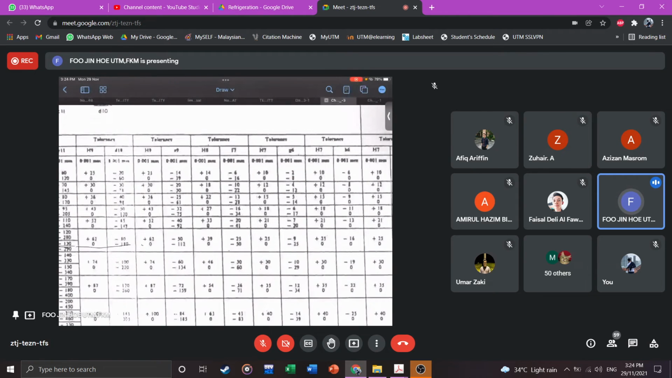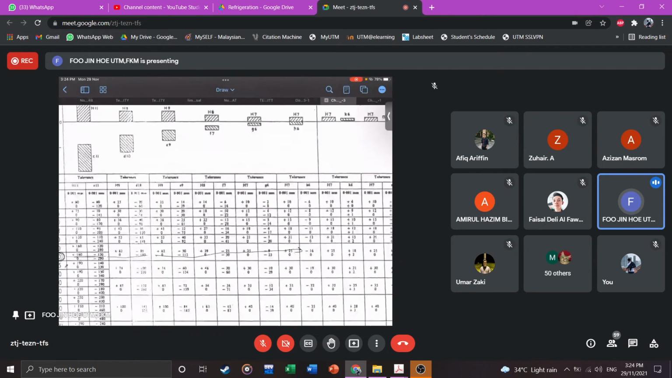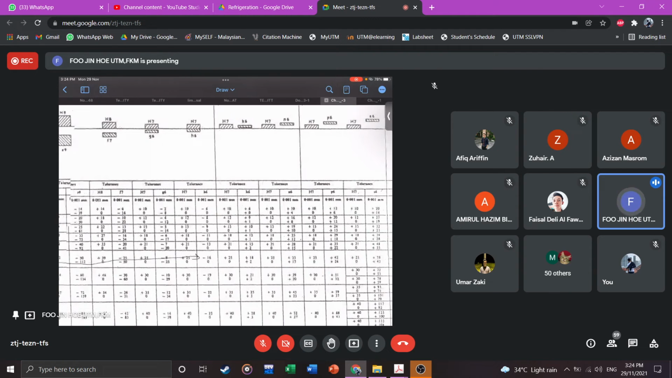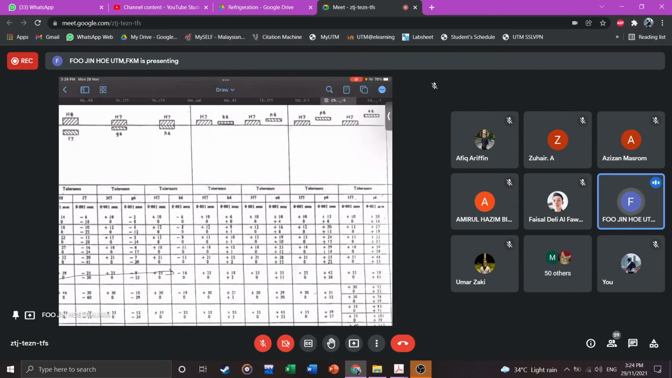So I'll be looking all the way here, until H only, right? Always the capital letter is for hole, and the small letter is for shaft. All right. H7 and N6 is here.